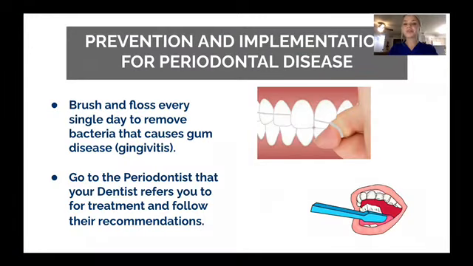Prevention and implementation for periodontal disease: brushing and flossing every single day to remove the bacteria that causes gum disease, which is gingivitis, is extremely important. You should brush and floss twice a day, and if you choose to only brush or floss once a day, you should do this in the evening, and it should be the last thing that you do during the day. Go to the periodontist that your dentist refers you to for treatment, and follow the recommendations.